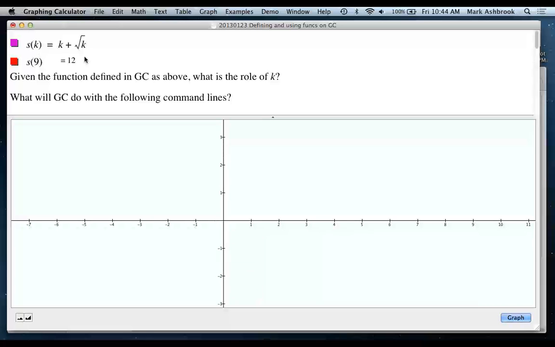Where did the number 12 come from? What does that mean? It's 9 plus the square root. Yeah, so like we said, it took what was in the parentheses, and it did the rule according to how we defined the function. And so when you see that whole expression s of 9, what does it mean? So it equals 12, but what does it mean?